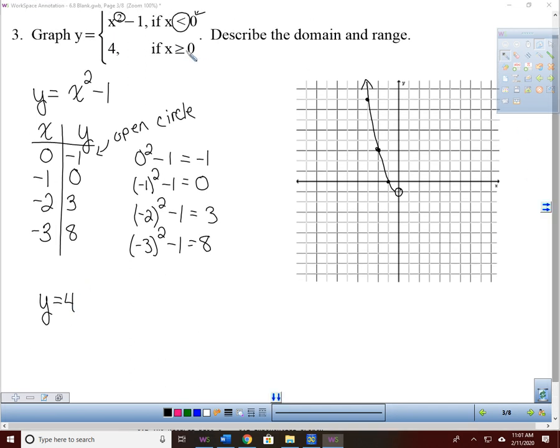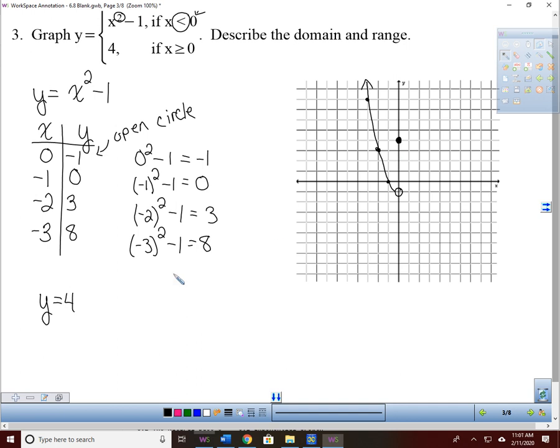But I'm going to start at 0. So when x is 0, y is 4. Y is always 4. All right, so I'm going to go up to 4: 1, 2, 3, 4. And since there's an equal to bar, I'm going to put this closed circle.